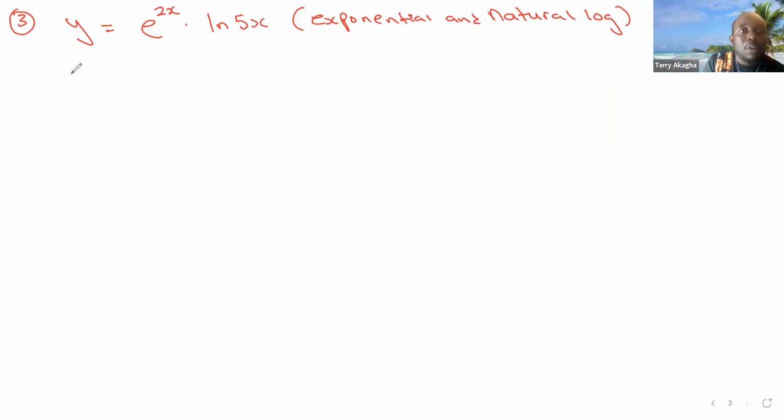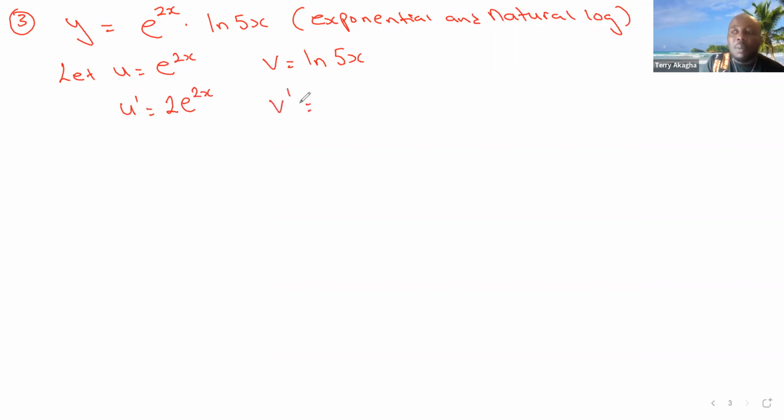So the same thing, I'm going to say, let u be equal to e^2x and v is equal to ln 5x. Can you see? So the u prime is going to be, when you differentiate this, 2e^2x. And remember, when you differentiate v prime, in this v prime, you have to apply the chain rule here.